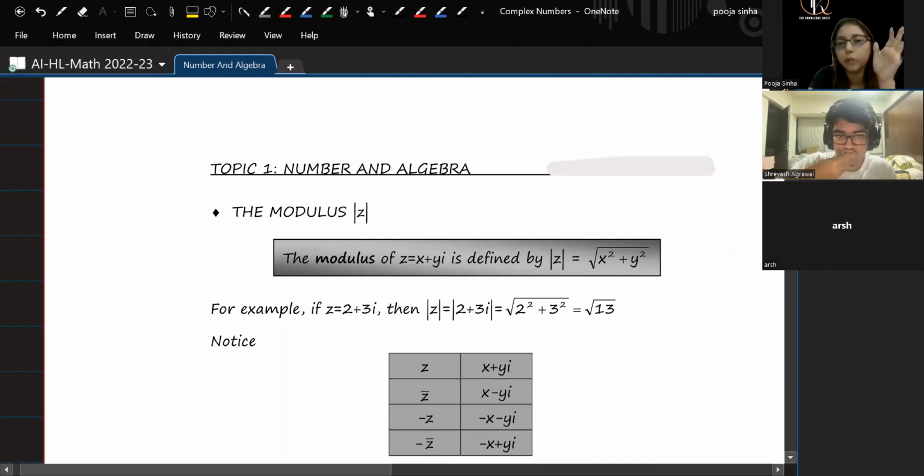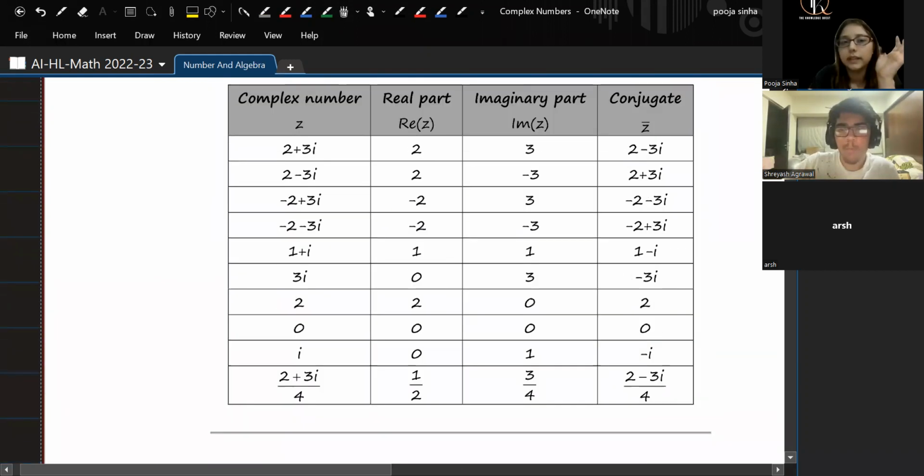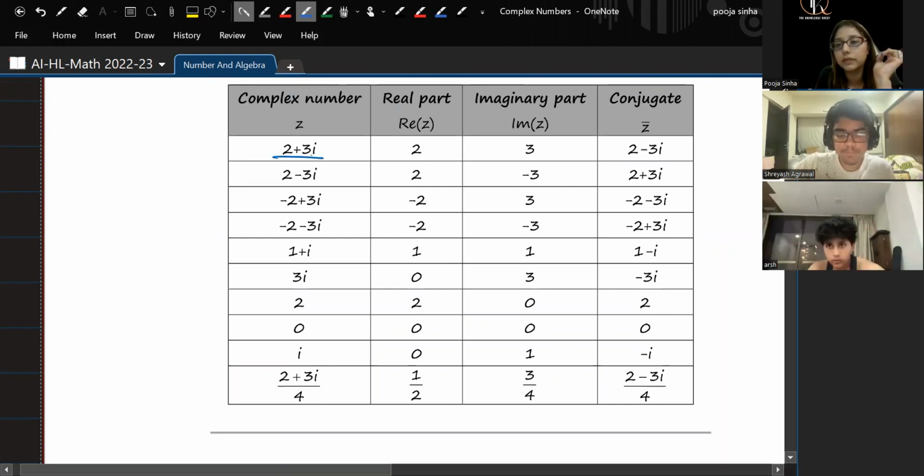Just understand going forward. If something is written in this form, Arsh, 2 plus 3i, pehle switch on karo camera ko. So if something is written in this form, this is the real part. This number is the imaginary part, which has an i with it. Abhi itna yaad rakho, okay? Because that's what we are going to use going forward.